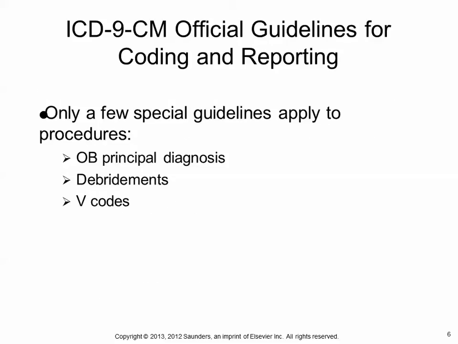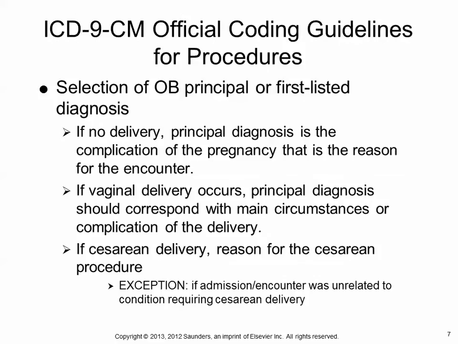Okay, we do have a couple of special guidelines when we're talking about procedures, and we're going to talk about those real quickly. They are the OB principal diagnosis selection, debridements, and V codes. Let's talk about the OB principal diagnosis, or first listed diagnosis. So there are some guidelines that we follow, okay? And I want you to, if you can, turn to page 123 in your textbook. And at the top of the page, you will see the first blue box that talks about the guideline, all right?